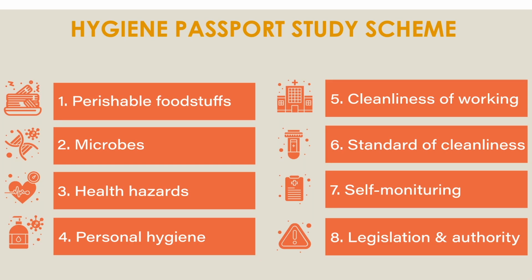Here, according to the category scheme of the hygiene passport test, we have 8 sections as follows. One is perishable foodstuff, second is microbes, the third one is health hazards, then personal hygiene, cleanliness of working, standard of cleanliness, self-monitoring, and legislation authorities. And we will go through each of these sections.